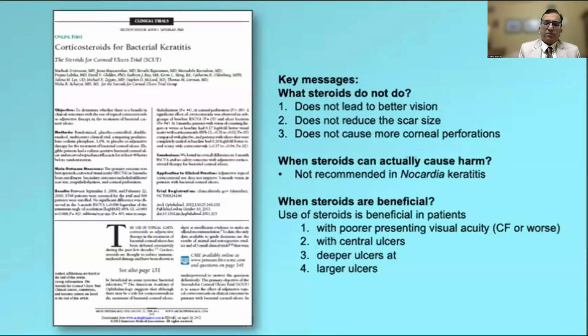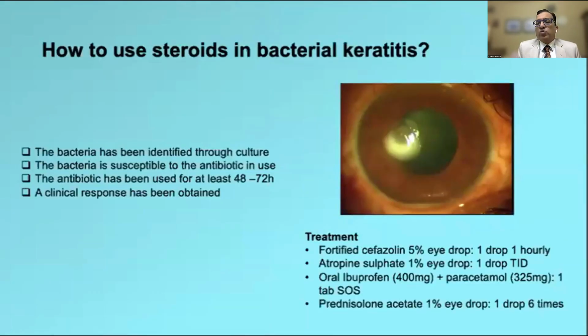And we need to know how to use it also. So there are some check boxes. The first checkbox is that it should be a bacteria, and the bacteria should have been identified through culture. In our patient, we tick this box that the bacteria is susceptible to the antibiotic that we have been using. That the antibiotic has been used for at least 48 to 72 hours in adequate dose. This also ticks that box. And a clinical response has been obtained. We got that clinical response. So once you are able to tick all these check boxes, you can start topical steroids, which we did.